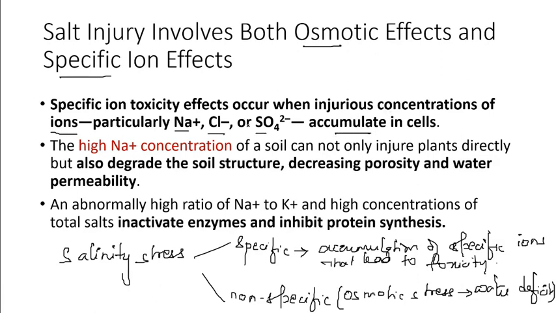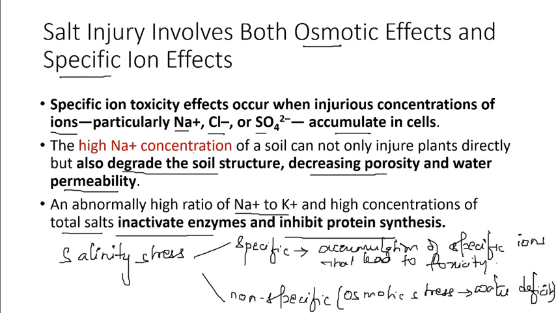These are more injurious than the others. Whenever sodium concentration is very high, it not only injures plants, it has several other effects: it also degrades the soil structure. It decreases the porosity and water permeability. An abnormal ratio of sodium to potassium and high concentration of total salts altogether inactivate several enzymes and inhibit protein synthesis. In this way, the general water balance of the plant is affected.